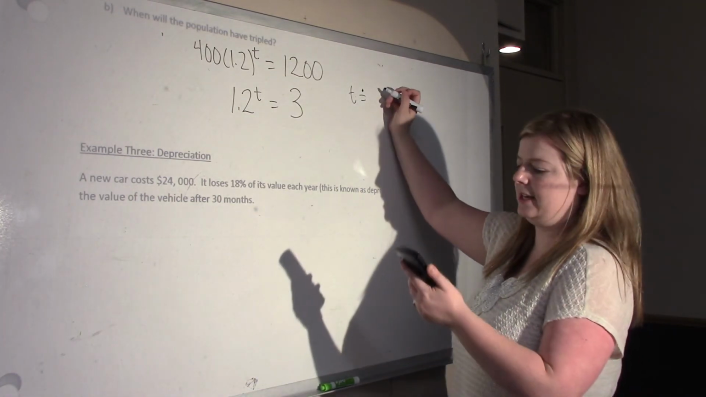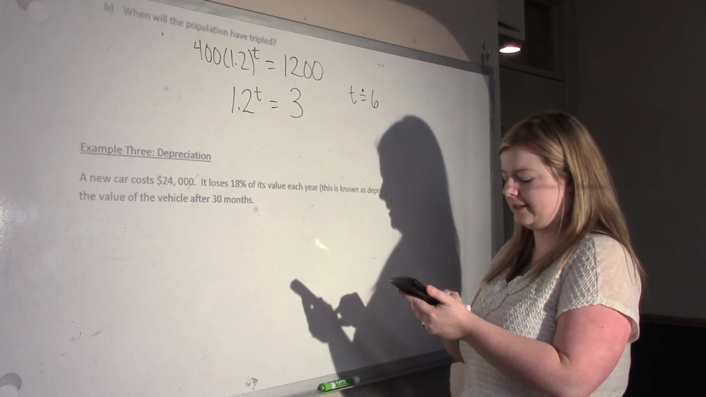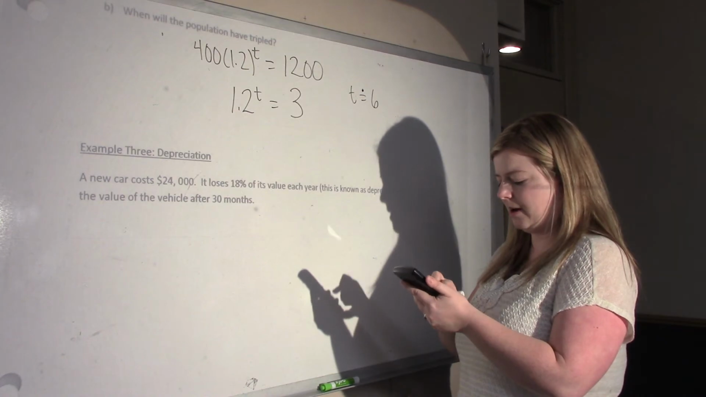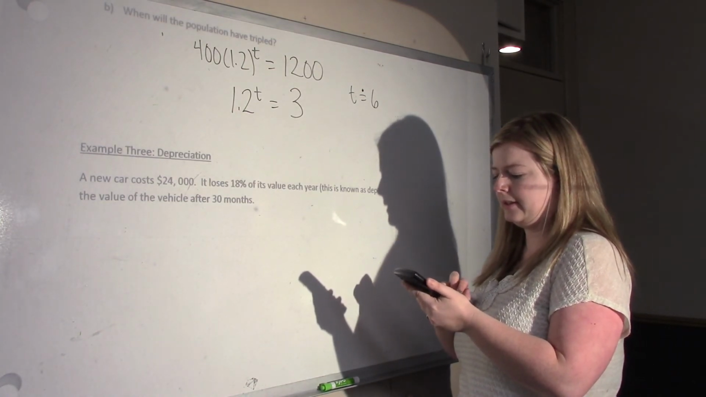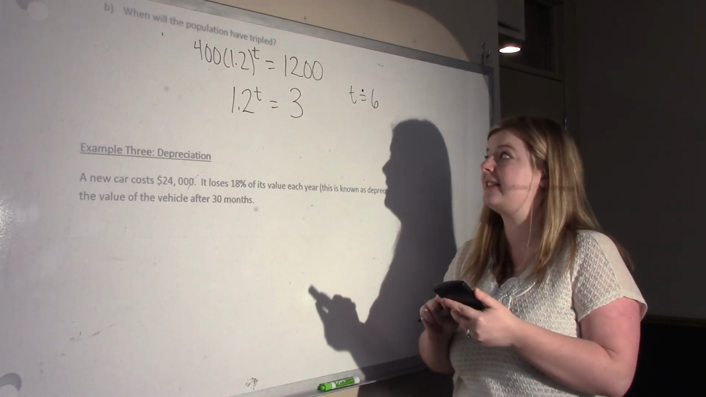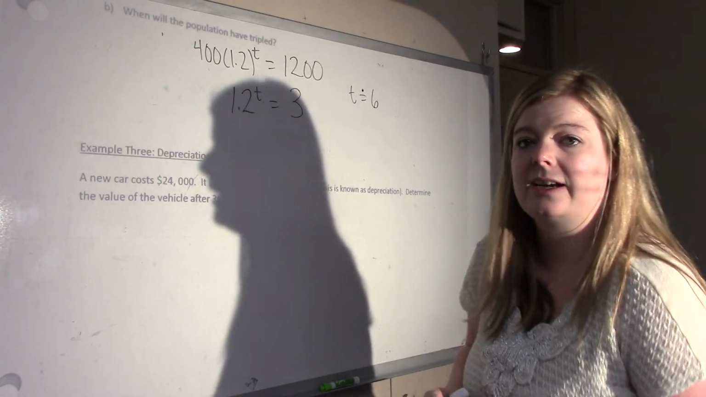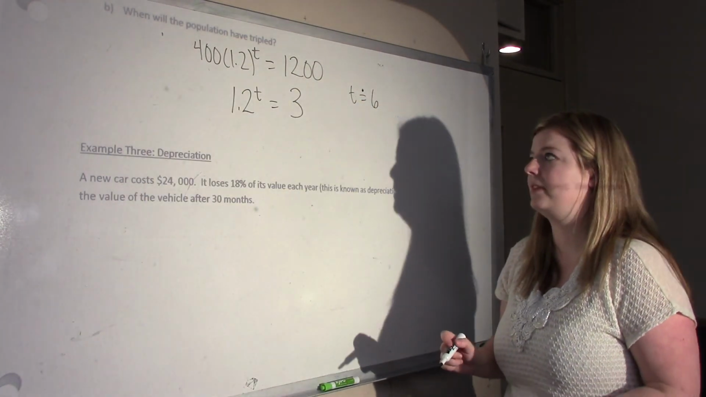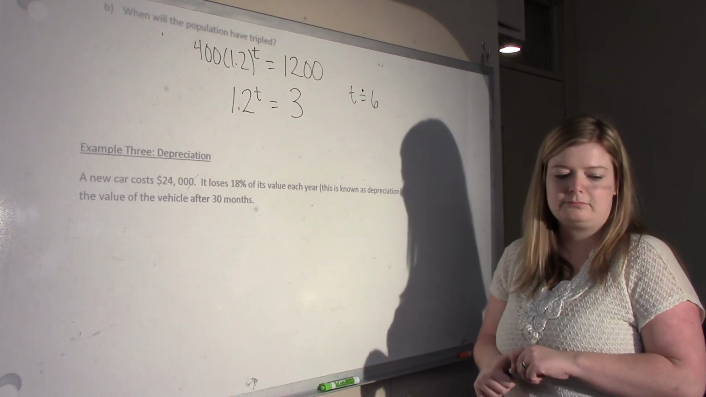Okay, so I think you should get t to be approximately 6. So after 6 years, I'm going to double check that that makes sense. 1.2 to the power 6 times 400 is almost 1200. It's 1194.3936. So that's right. That dot means approximately. So it's about 6 years for this population to triple if it's increasing by 20% every year.